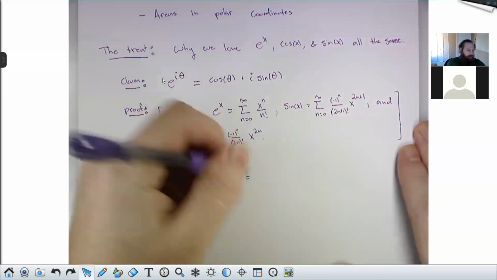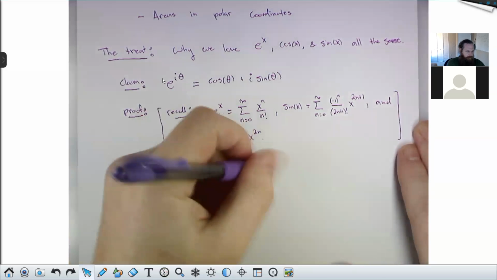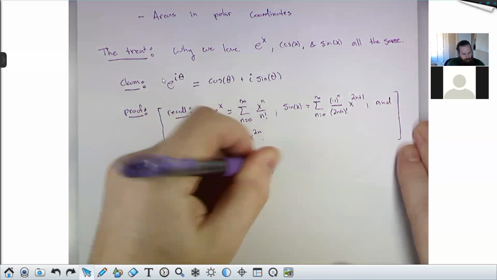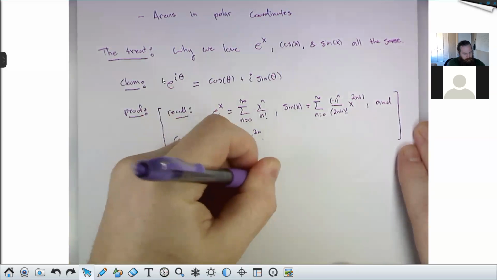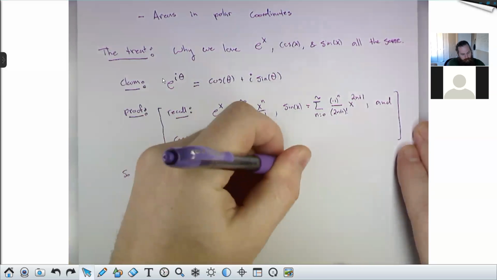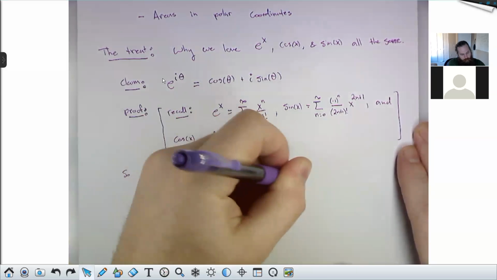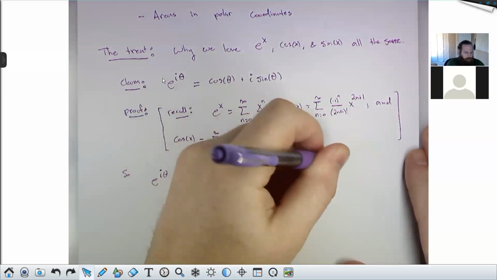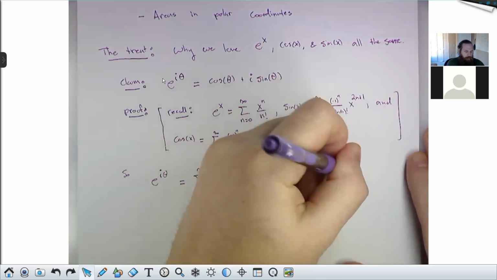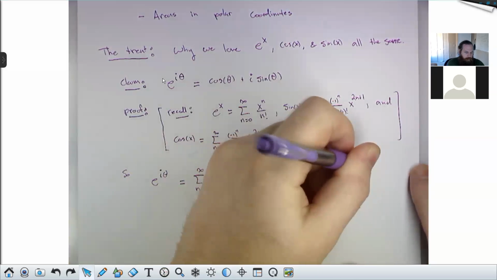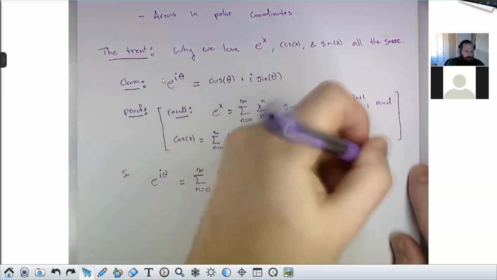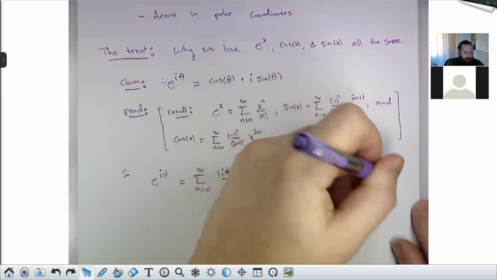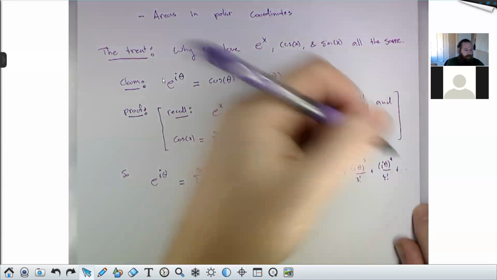So this will give me the sum of (i theta) to the n over n factorial. And I'm going to write this out. That's (i theta) to the 0 over 0 factorial plus (i theta) to the 1 over 1 factorial plus (i theta) squared over 2 factorial plus (i theta) cubed over 3 factorial plus, and it keeps going, (i theta) to the 4 over 4 factorial plus, and so on.